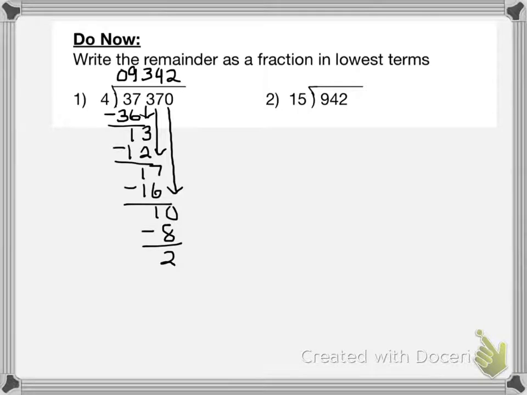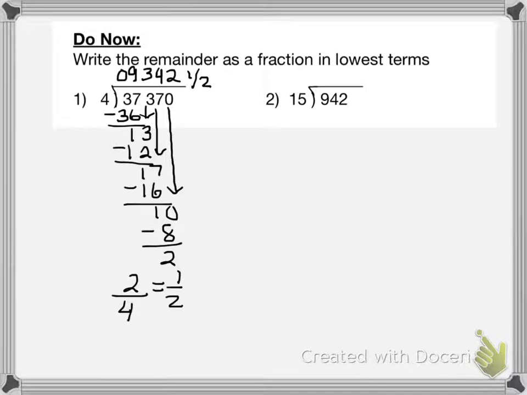So our remainder goes in the numerator, divisor 4 goes in the denominator, and then we're going to reduce that 2/4 down to 1/2. So our quotient is 9,342 and 1/2. On to question number 2.